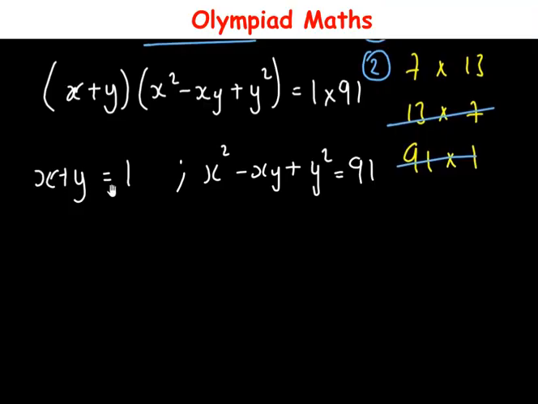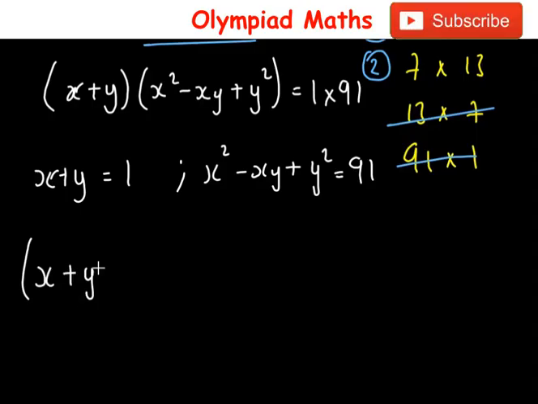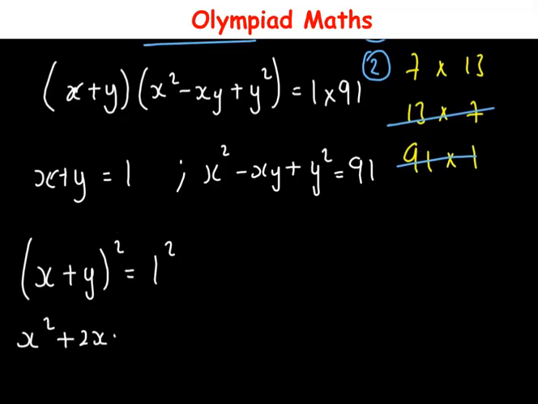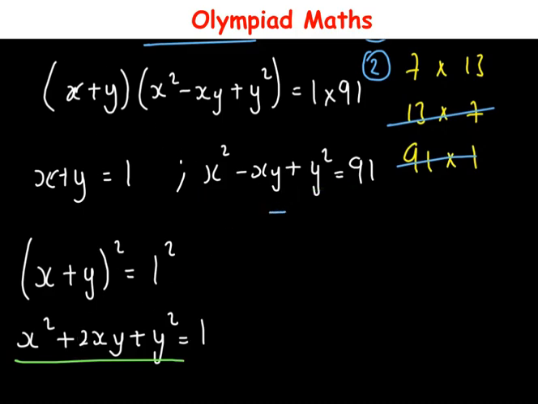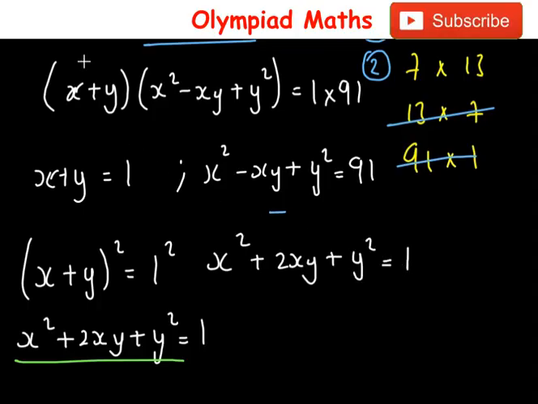So from this, if we square this equation, we're going to have, in brackets, x plus y all squared equals 1 squared, and x plus y squared is simply x squared plus 2xy plus y squared, and this equals 1 squared, which is 1. So we are then going to subtract this equation from this. So we have minus this equation, which is simply x squared plus 2xy plus y squared equals 1. So subtracting these two equations, we have the value as this.